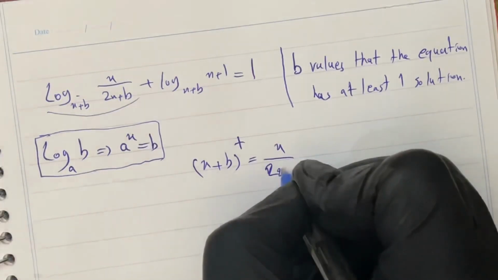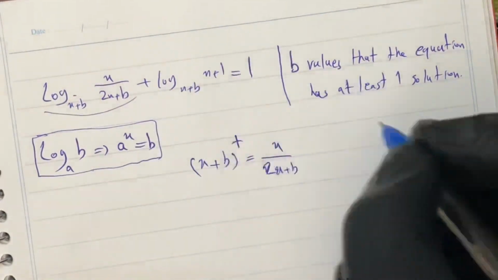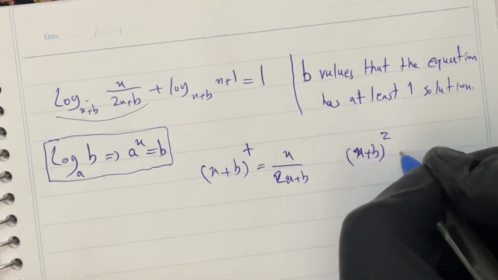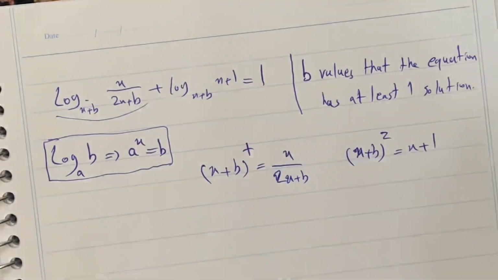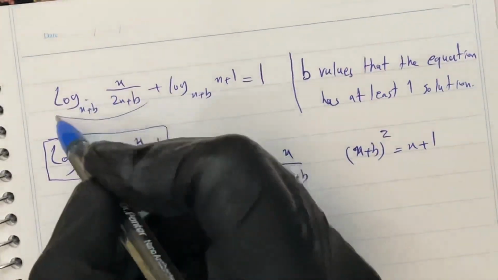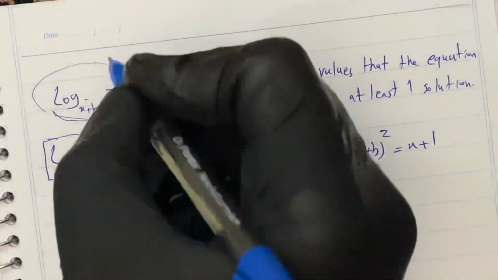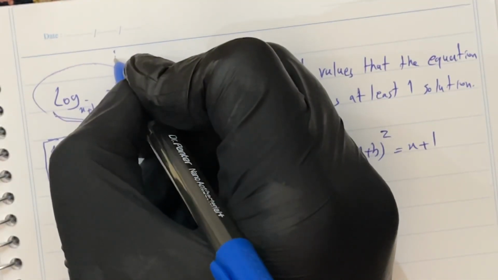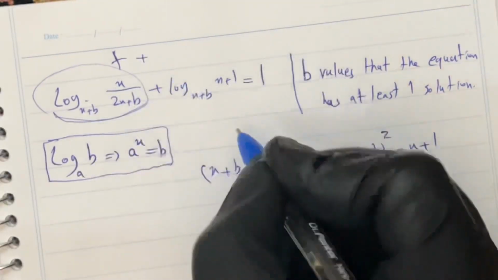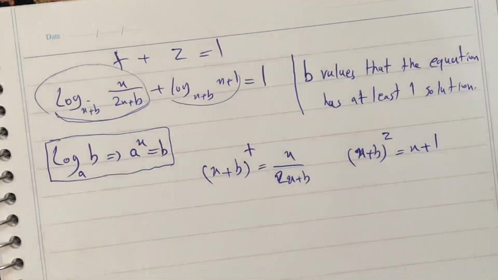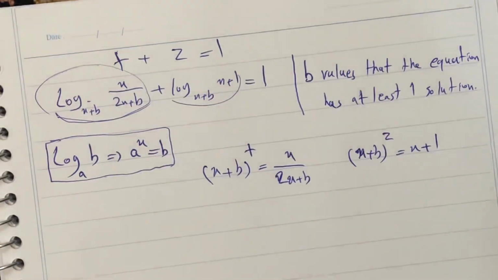The other log is x over 2x plus b. And what is this? Again, base x plus b. There is a z, for example, such that x plus b to the power of z equals x plus 1. And so this whole thing is a t. So this is t plus, and what is this? This is the z, equals 1. See how easy it gets? We just know that t plus z is 1.